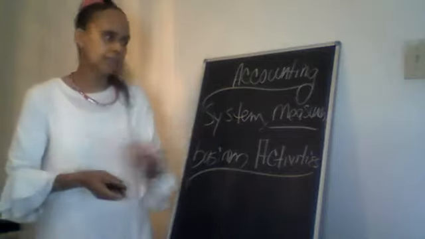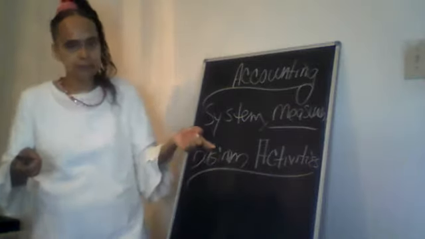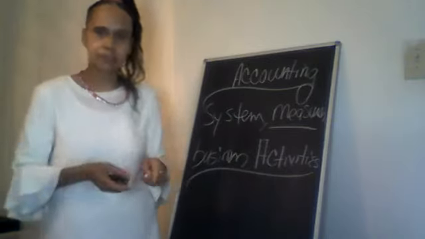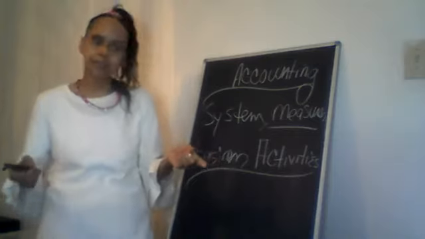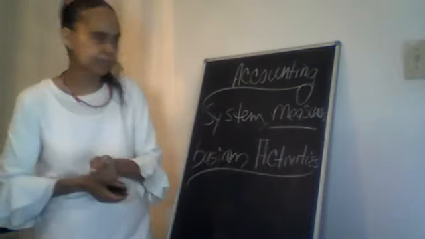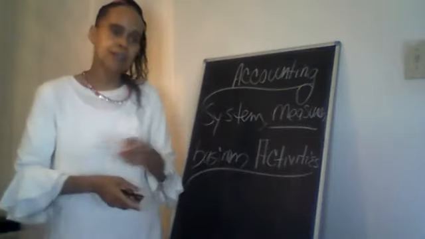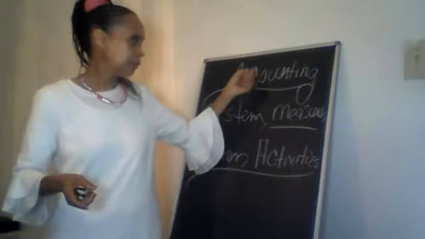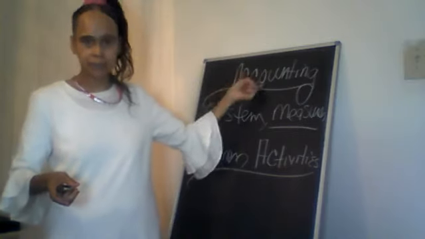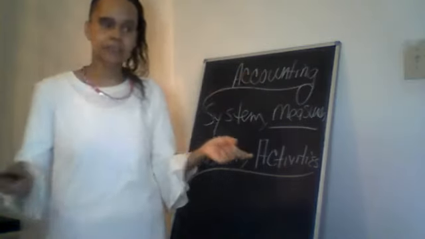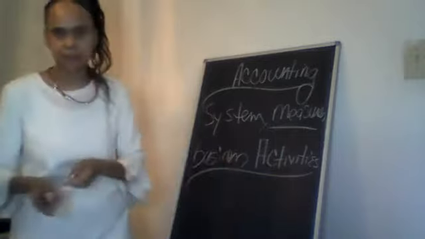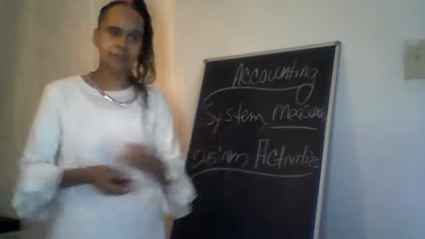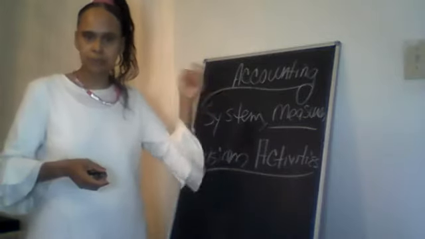So decision makers make decisions based on your financial accounting records and managerial accounting records. Your financial accounting records have information that you would use for your outside decision makers. In other words, your SEC, your auditors, your banks, your creditors, they all need information. They want to know how your business is doing.